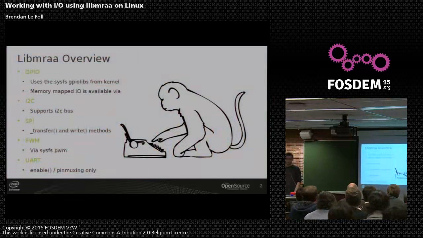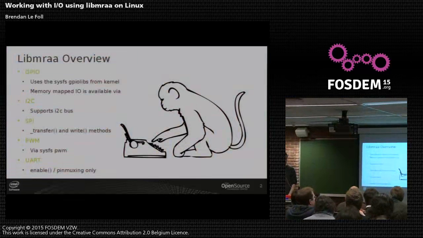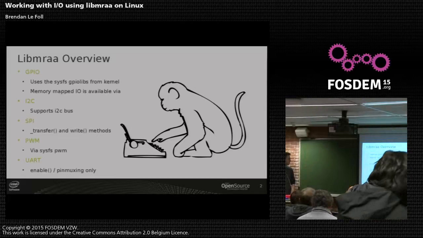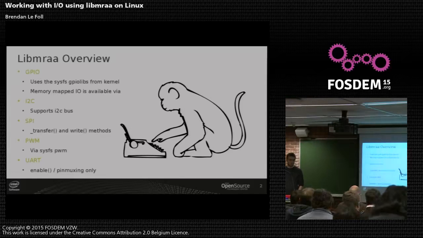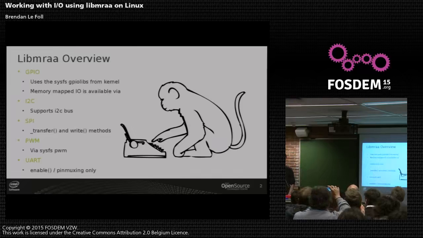But essentially, MRAA is an I/O library for user space Linux with the intention to support as many boards as possible. And it lets you do the typical stuff you'd expect, which is GPIO, using GPIO libs, or any kind of weird methodology that your board uses. We basically have a bunch of hooks that let you do weird stuff. We support I2C, SPI, PWM, and UART enabling. We're not going to rewrite a UART library because there's hundreds of them, and you can just pick your favorite one. We just make sure your UART port actually works.